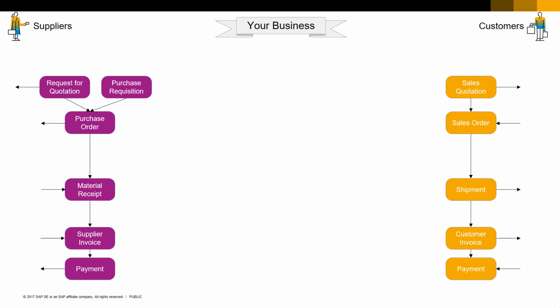Your business will keep records of important master data as well, such as customers, products, and pricing, and suppliers, materials, and purchase pricing.